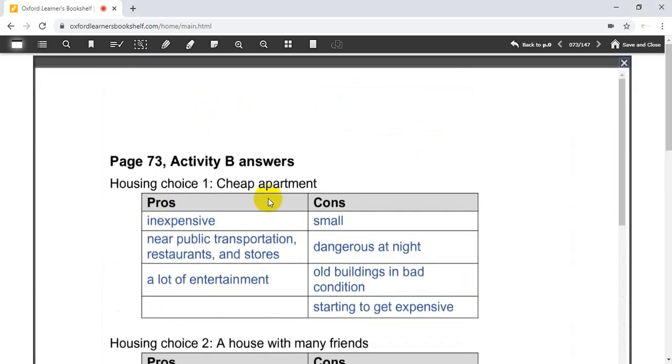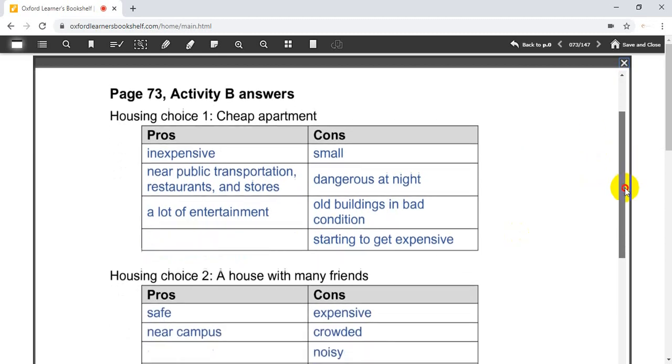Okay, so number one was cheap apartment. The pros, like the good things, are inexpensive, near public transportation, restaurants and stores. Sorry, downtown is near the city center, I'm sorry. And a lot of entertainment. Cons, the bad things, are it will be small, dangerous at night, all buildings in bad condition, starting to get expensive. So if the demand gets higher and more people want it, definitely it will get expensive. The price will increase.